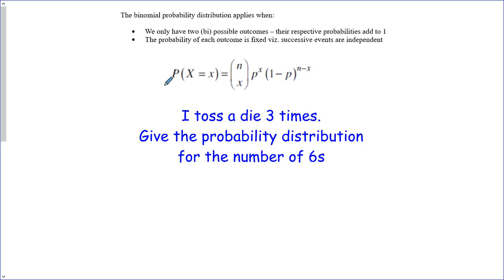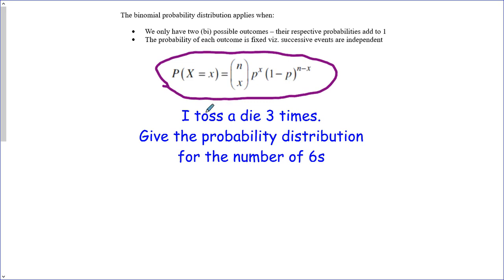So this formula over here is the one that gets given to us in the matric exam. And basically what it says is the probability that big X is equal to little x is the number of ways I can take x objects from n objects, with x successes and n minus x failures.